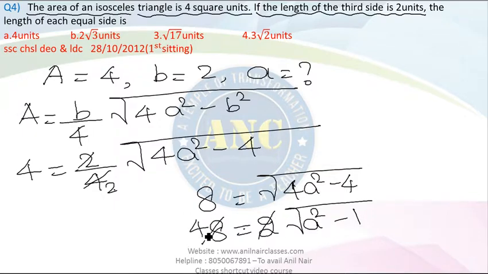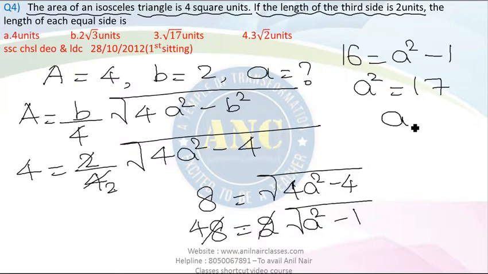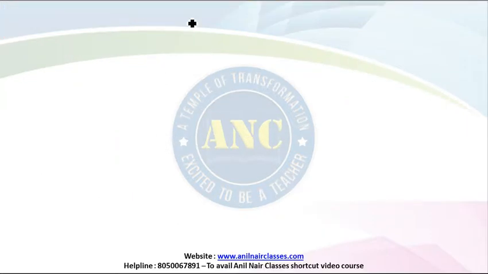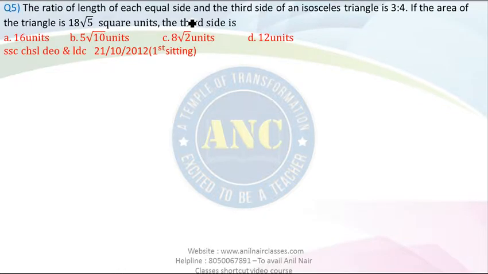I don't want the square root, so squaring both sides. 4 square is 16 is equal to a square minus 1. A square is equal to 17. A value is root 17. Sir, can we solve by any other method? Yes, you can solve by also using answer options. I hope the idea is very clear for you people in that particular question, sir. Please see the next question.